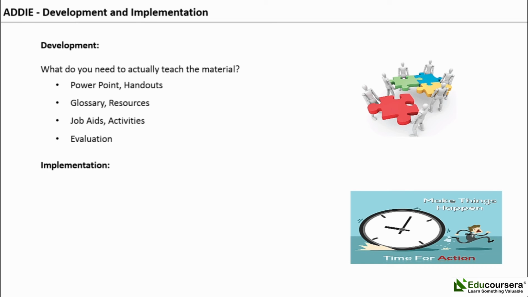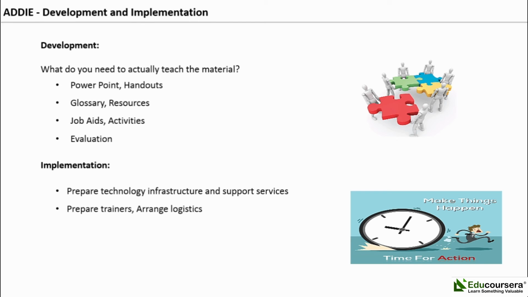Implementation. The implementation phase is where the developed course is actually put into action and the final product, developed based on needs and errors discovered while testing with a prototype product, is presented to the target audience. Prepare technology infrastructure and support services. Prepare trainers, arrange logistics. Invite, enroll, prepare learners. Conduct training sessions. Collect learner feedback.